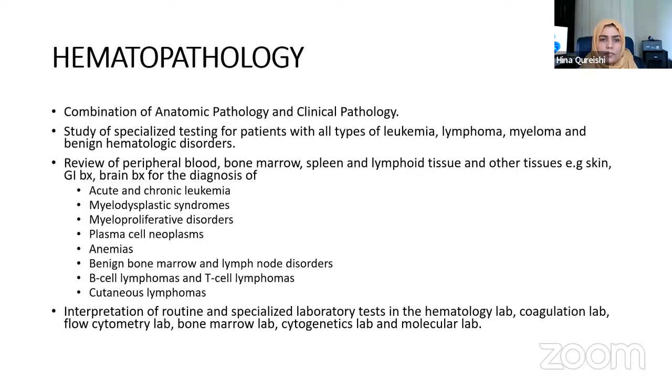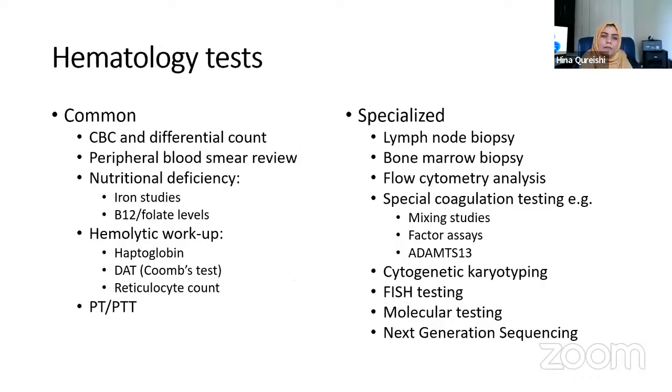And as I mentioned, as a hematopathologist, you're interpreting both routine and specialized testing that are performed in different sections of the lab. So you have the hematology core lab, some coagulation testing, flow cytometry, bone marrow, cytogenetic, and molecular lab. So it's a broader, pretty diverse setup when you're working as a hematopathologist.